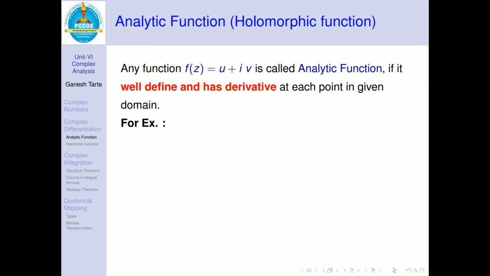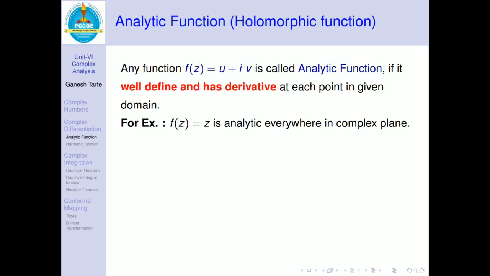So well defined function means for every finite value in given domain it gives finite value in same domain again. For example, f of z is equals to z. It is very standard function. It is called as identity function.